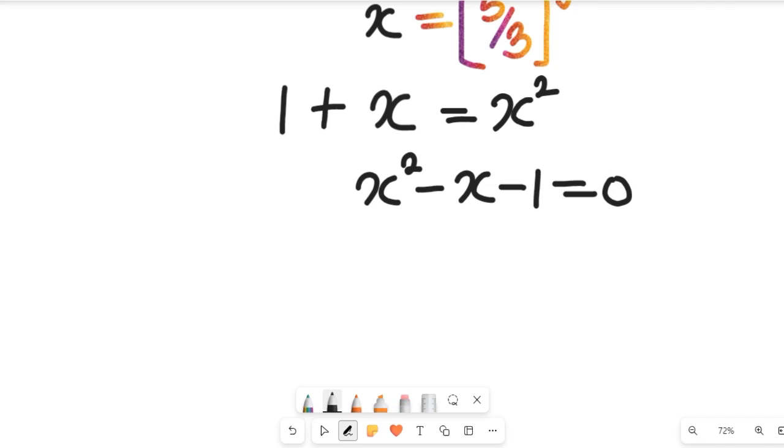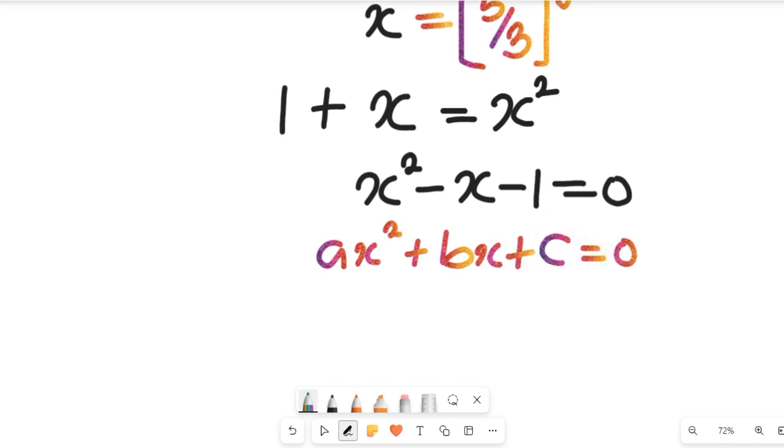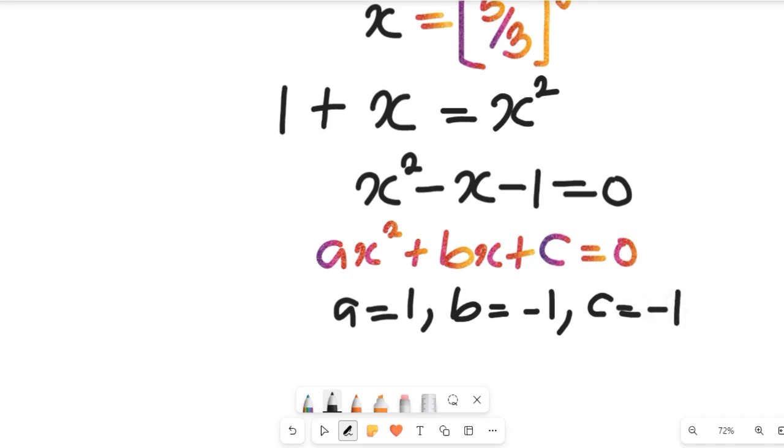Now having gotten this, we can now simplify this. Compare this expression with ax squared plus bx plus c equal to 0. You realize that this is the general formula for a quadratic equation. From that general formula, you will see that our a is equal to 1, our b will be equal to -1, and then our c will be equal to -1.